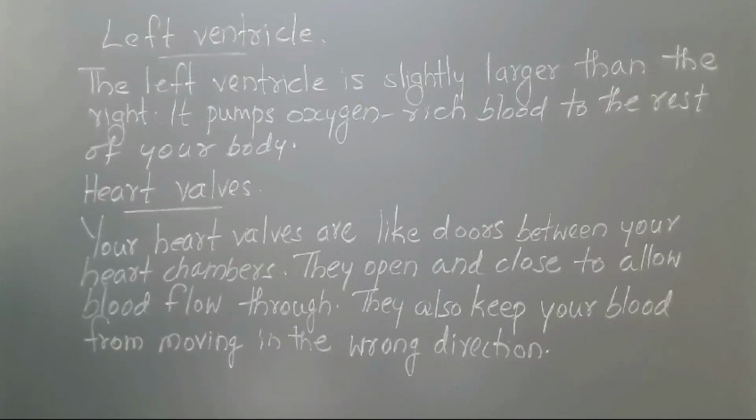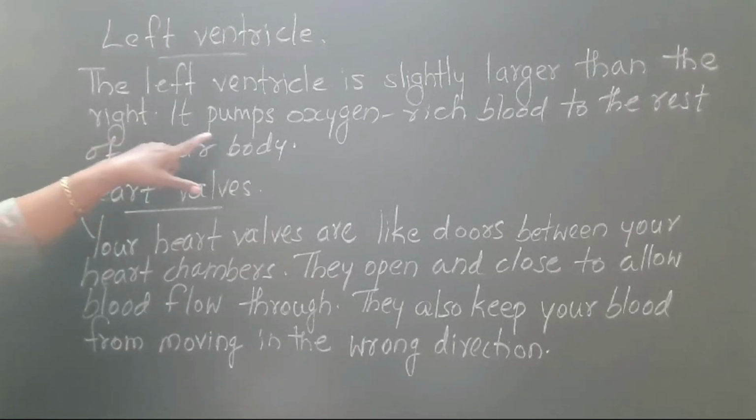What does the left ventricle do? The left ventricle is slightly larger than the right ventricle. It pumps oxygen-rich blood. Once the blood reaches the lungs, it becomes oxygenated and is carried by the pulmonary vein to the left atrium. From the left atrium it is sent to the left ventricle. Now this left ventricle pumps oxygen-rich blood to the rest of the body.